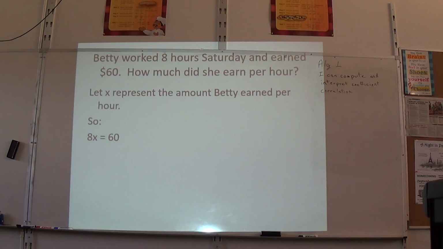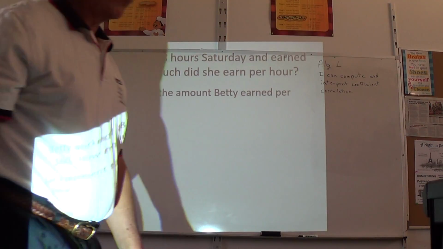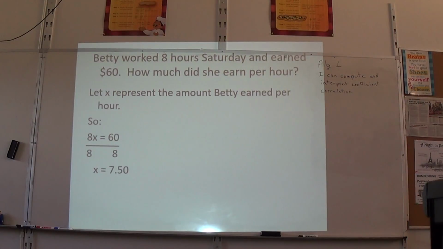Okay, we're gonna divide both sides by 8. You got it, Bailey? 7.5. 7 dollars and 50 cents. She made $7.50 per hour.